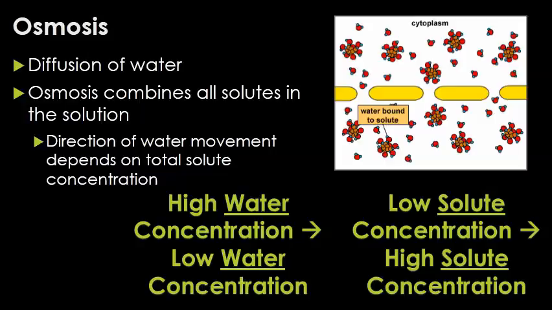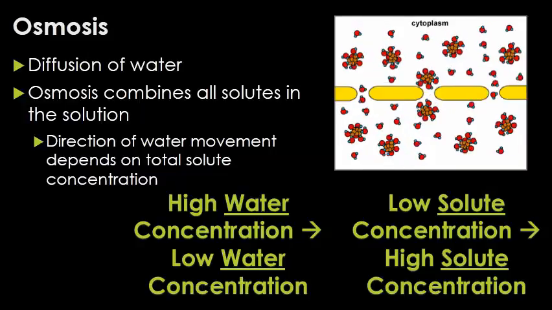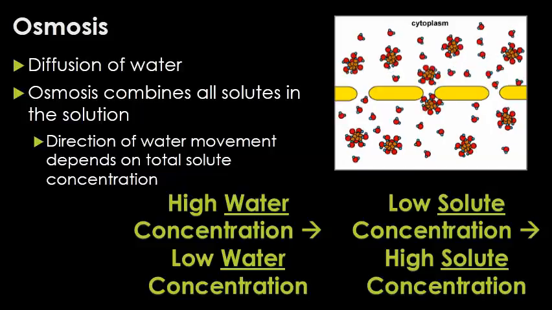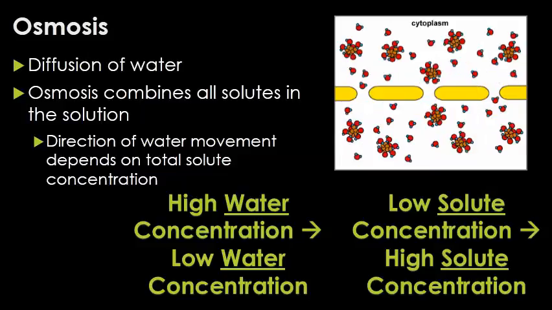Now, if you start osmosis with an equal amount of solute, water will move back and forth equally, a dynamic equilibrium. So it's not going to be favoring one side over the other. It just looks at the concentration of solutes.